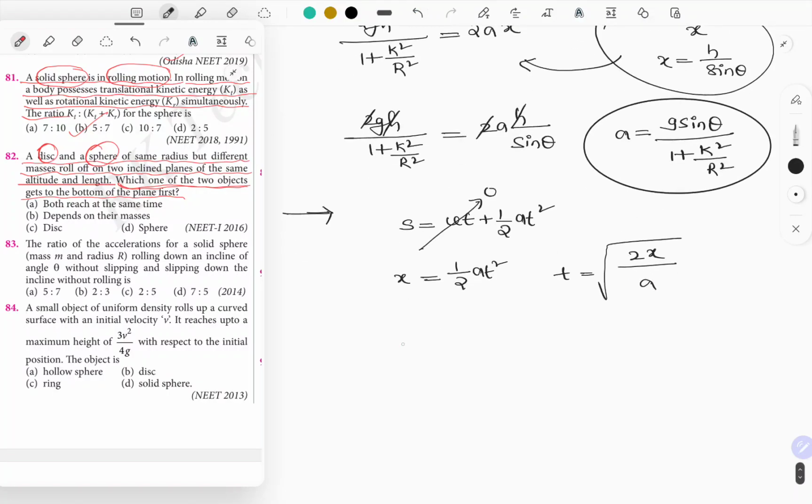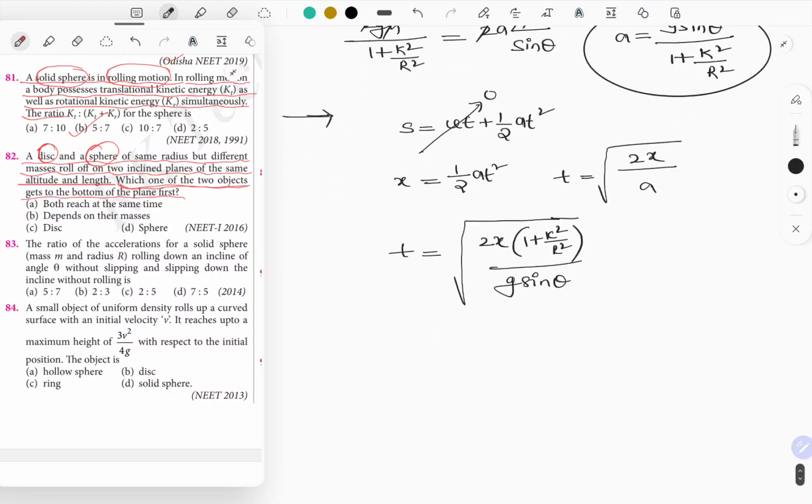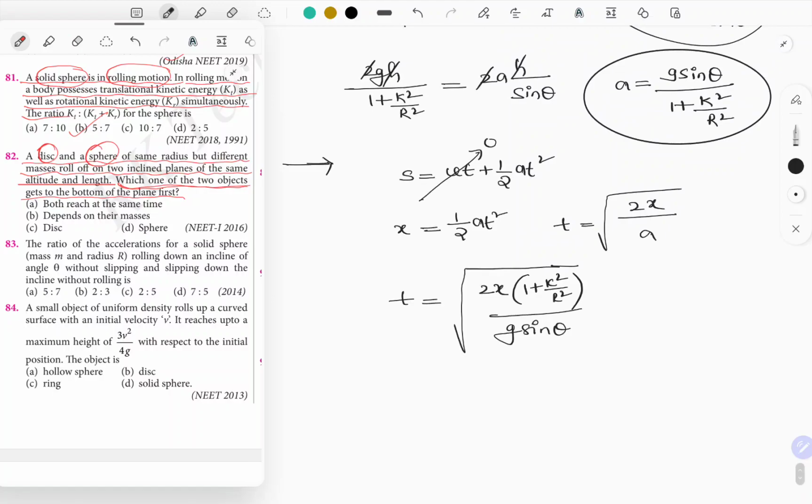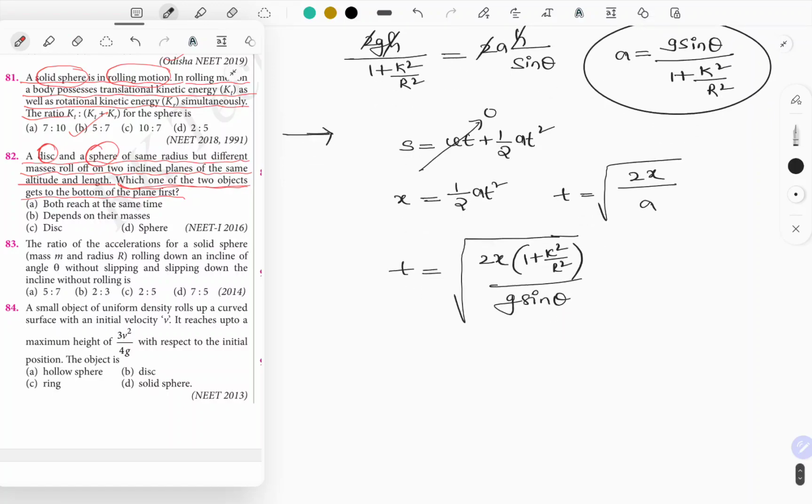Let me substitute the equation of a here. Root of 2 into x. So we need acceleration, right? What's the acceleration? g sine theta divided by 1 plus k square by r square. I have to substitute a in the denominator, that's why 1 plus k square by r square goes to the numerator. Theta is the same for both objects, right? Same altitude and same length means theta is the same, g is the same, x is the same. So the only thing that varies is 1 plus k square by r square. So t is directly proportional to root of 1 plus k square by r square.